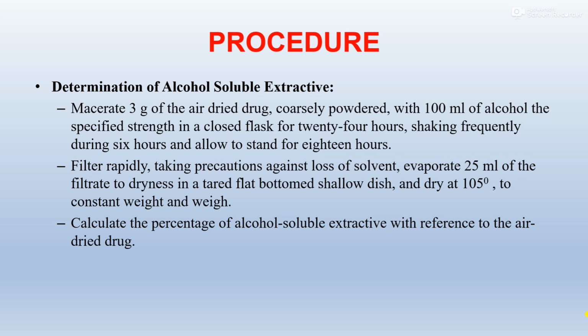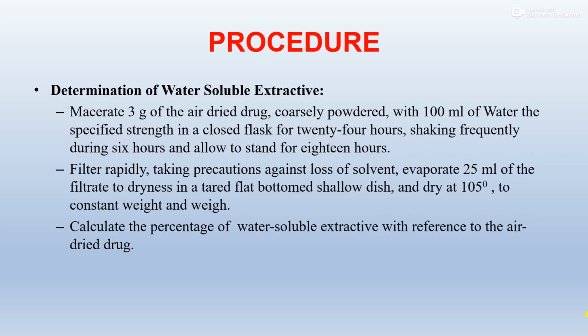Now we will see the procedure for water soluble extractive. The procedure for alcohol soluble and water soluble extractive is same, only instead of alcohol we are using here 100 ml of water. To the 3 gram of drug we will add 100 ml of water. Then we will keep that closed flask for 24 hours, shaking frequently during the 6 hours and allow to stand for 18 hours. Then filter it rapidly without the loss of solvent. Then evaporate the 25 ml of filtrate at 105 degree and the constant weight of that particular dish is noted. Then calculate the percentage of water soluble extractive with reference to the air dried drug.